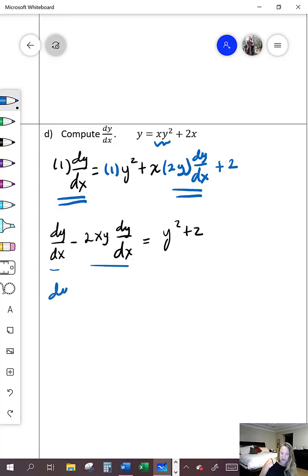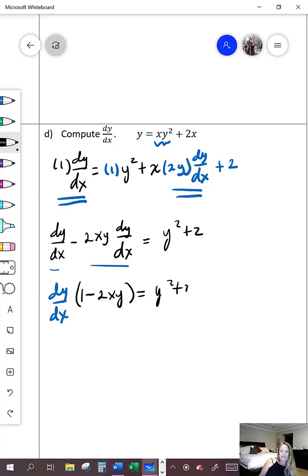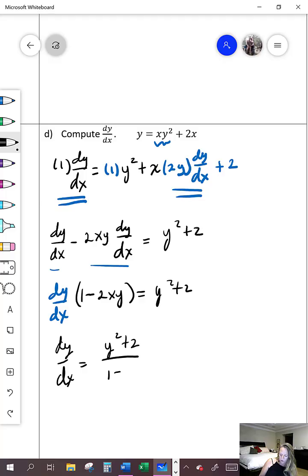And so if we pull out dy dx, we're left with 1 minus 2xy equals y squared plus 2. Let's get dy dx by itself, divide both sides by that parentheses. We have dy dx. Our derivative of y with respect to x is y squared plus 2 all over 1 minus 2xy.